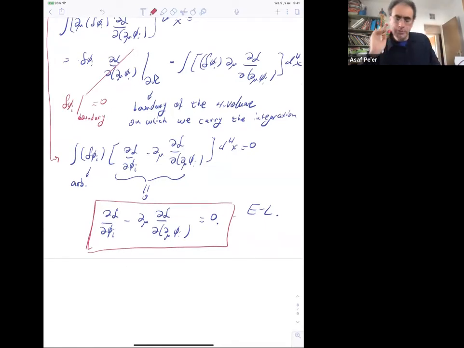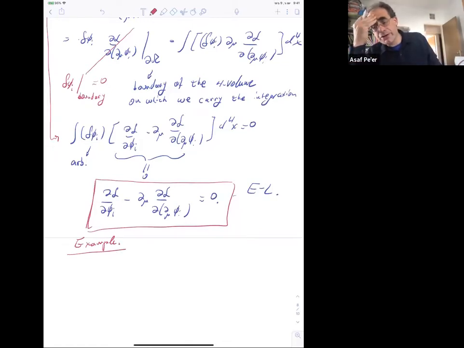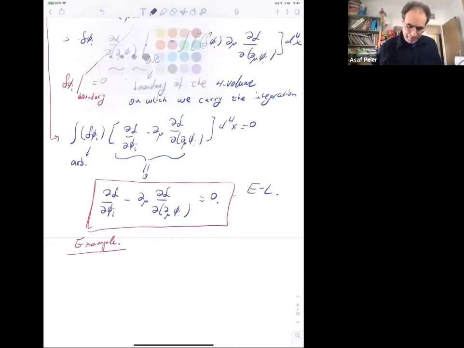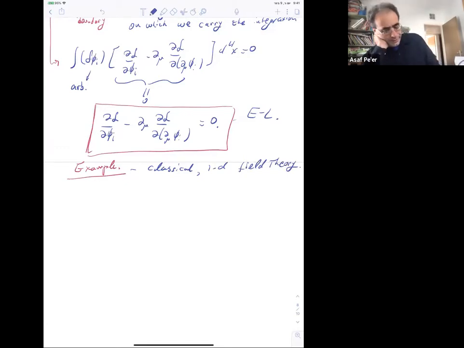Let's take a quick example. A classical example just to demonstrate the concept of Lagrangian density. Not even quantum anything, and not even relativistic. So let's look at a string. The example will be a classical 1D field theory. And the textbook example would be a string or some rope, which has a mass density.